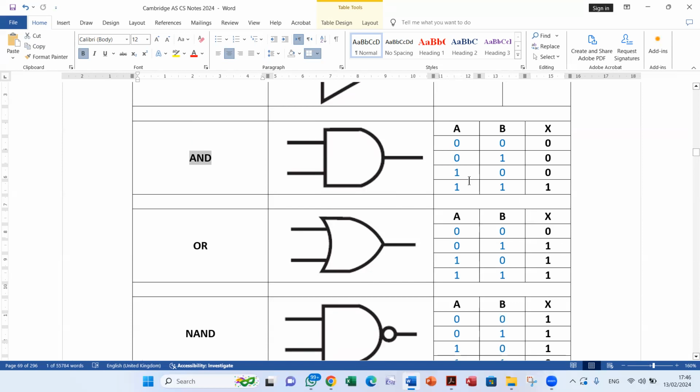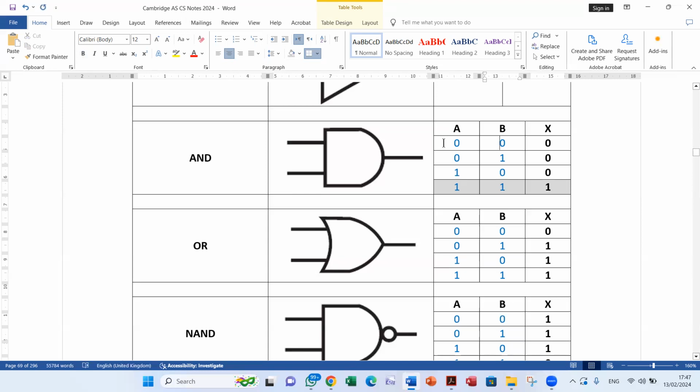The AND gate is a little bit strict. So it has two inputs. The only time it produces one is when both inputs are one. So inputs will be in the following pattern: 0, 0, 0, 1, 1, 0, 1, 1. These are all possible combinations of ones and zeros for two inputs.